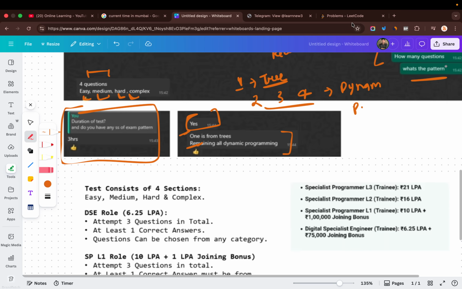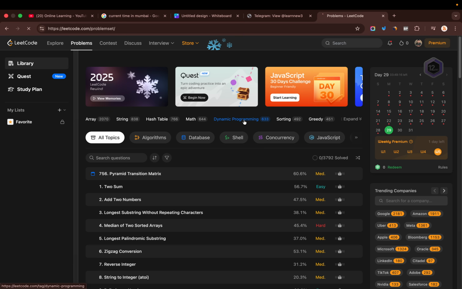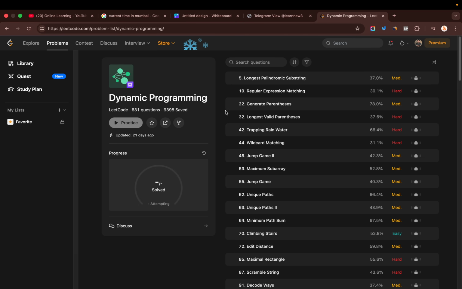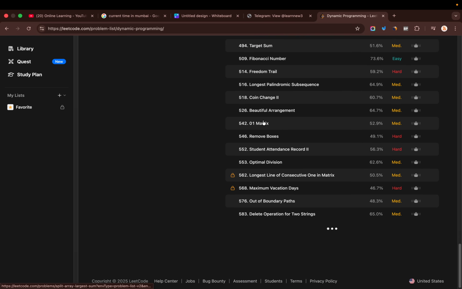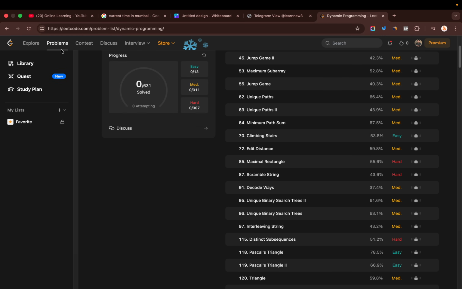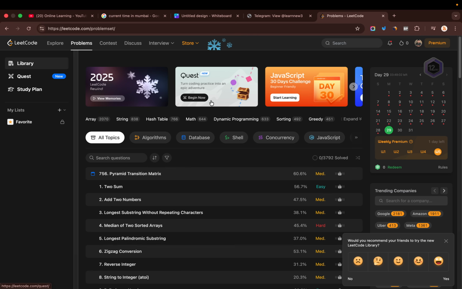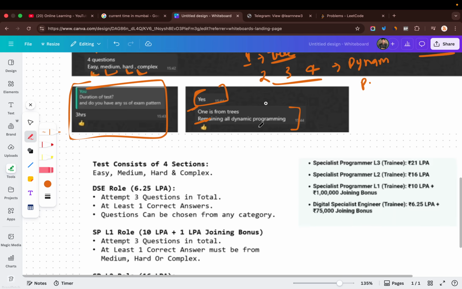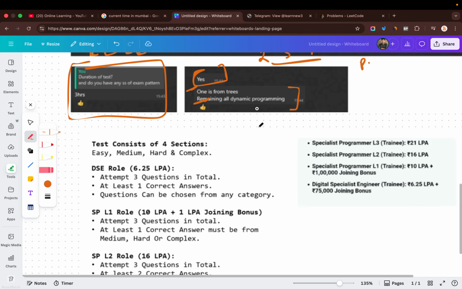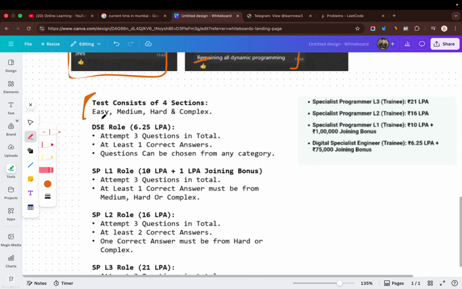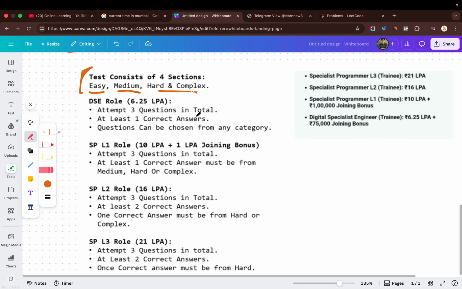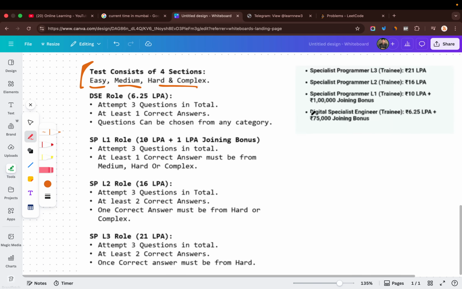So I suggest everyone go to LeetCode, where you will find the dynamic programming section, in which you can solve all the questions related to dynamic programming. This is the medium, this is the hard level question. Multiple questions are here. You can solve the problems on LeetCode. Basically, you have to prepare for this opportunity very thoroughly. The test consists of total 4 sections: easy, medium, hard and complex. As we know, these roles are there: digital specialist engineer trainee 6.25 LPA, specialist programmer L1 trainee 10 LPA, specialist programmer L2 16 LPA and 21 LPA.